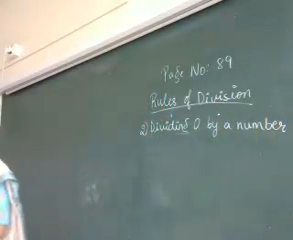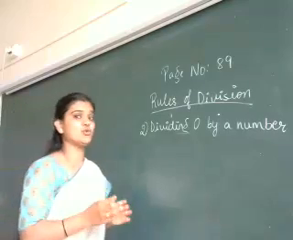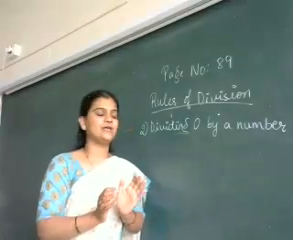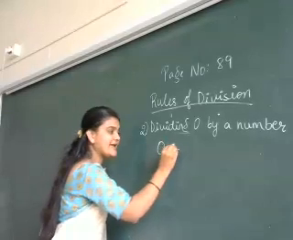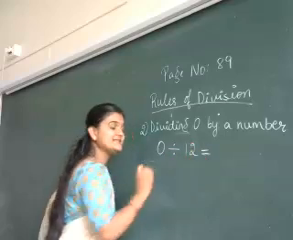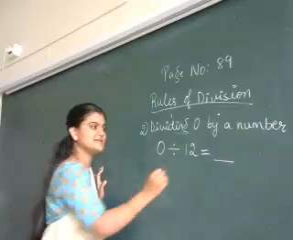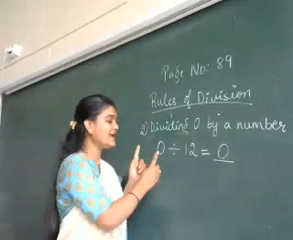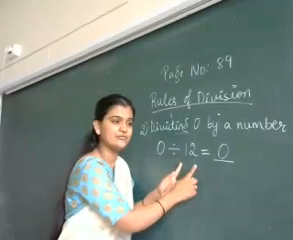Okay, now we will take some examples. When we divide 0 by any number, it gives the quotient. The quotient means answer will be 0 only. Okay, it is like you are dividing 0 by any number. You can take any number. What will be the answer? Zero only. Zero. Okay. It is like, see here. Now dividend is zero. Divisor is 12.